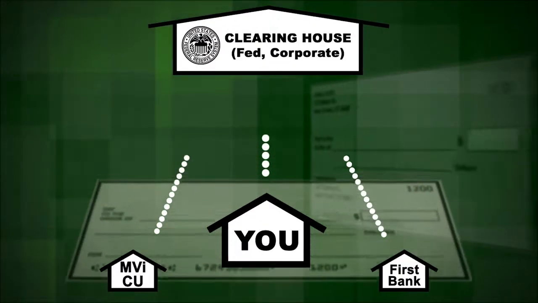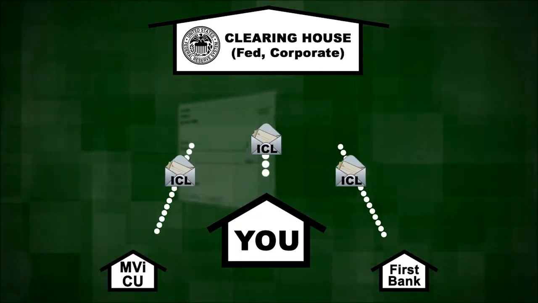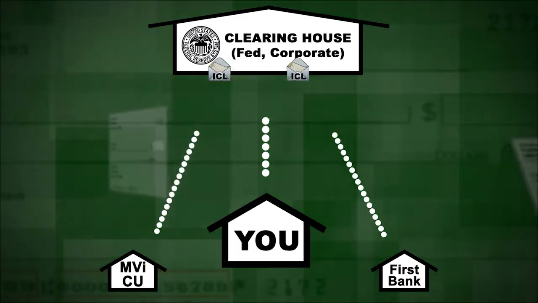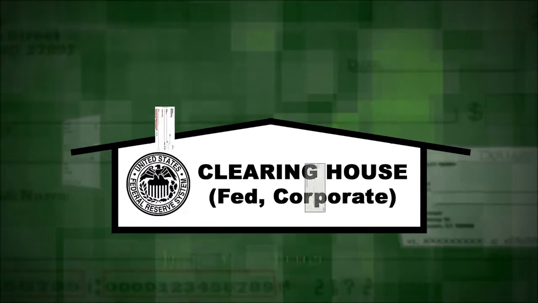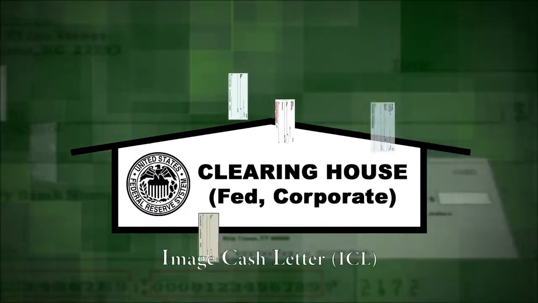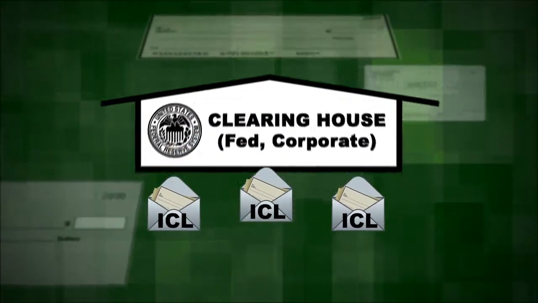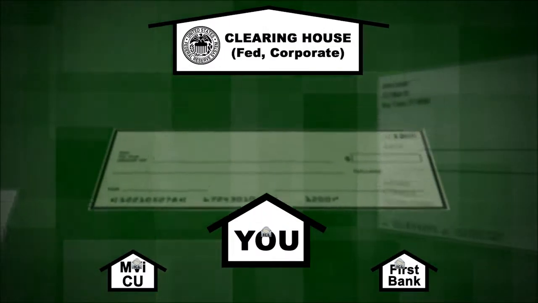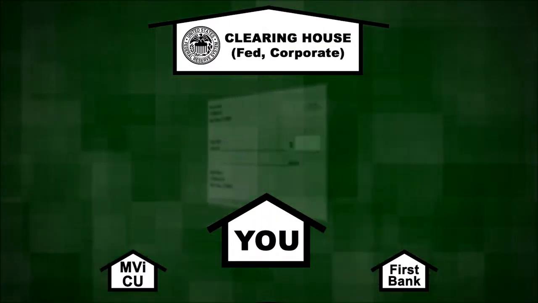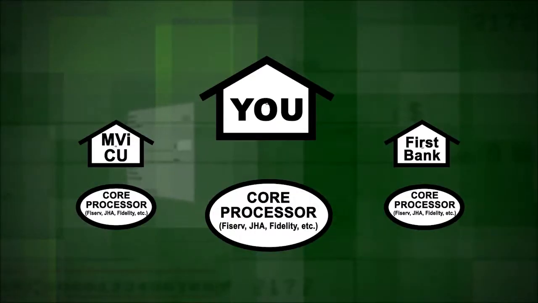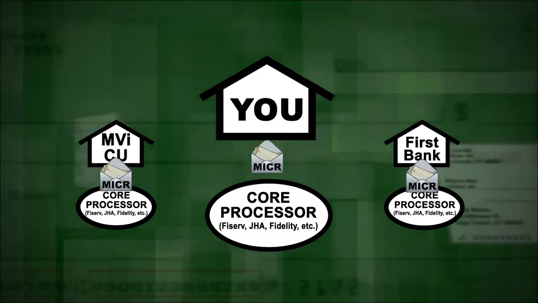At the end of each day, each institution sends all check images, which are from various institutions, to the Federal Reserve in an ICL file. The Federal Reserve then sorts through the checks and sends each institution an ICL file containing all checks issued against it. Institutions then post those checks to their accounts through their core data processor.